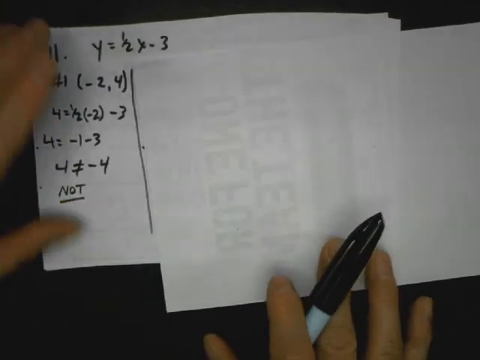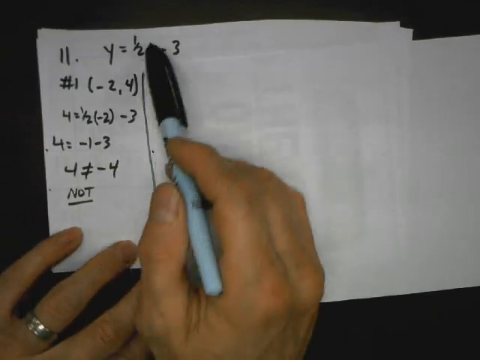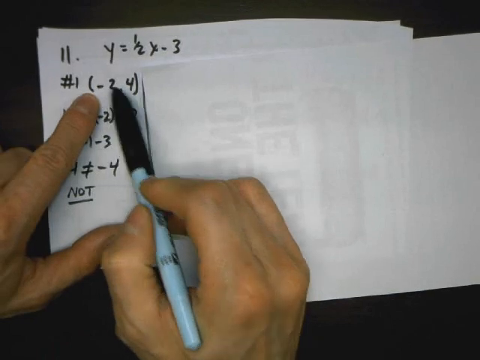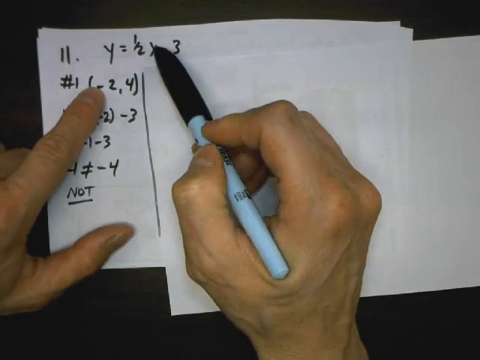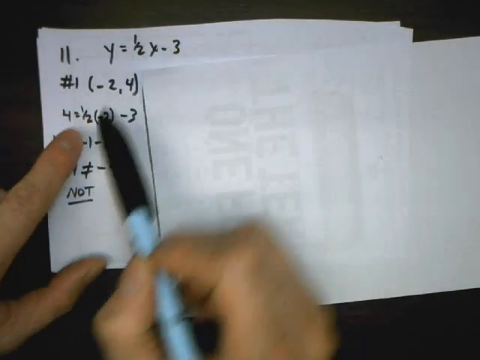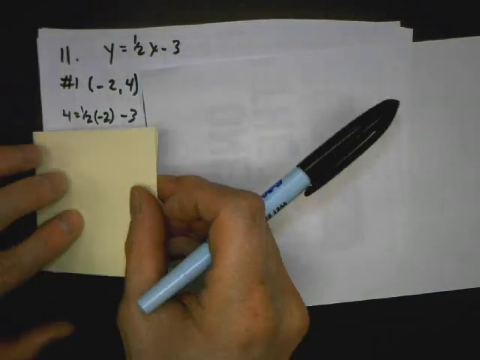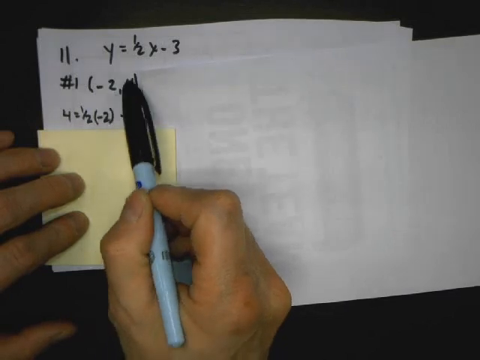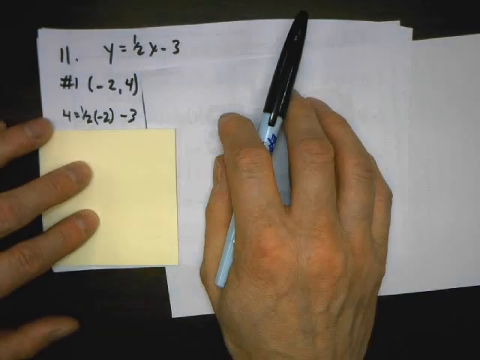Alright, so number 11, we have an equation, and they say which ordered pairs below are solutions. So that means this. If I were to take these here, here's the first one, number 1, and plug it in, then do I get a true equation? So this is x and this is y. So I put the x where the x goes and the y where the y goes. And this is the first step to check to see if this point is a solution to this equation. So I plug in x here and y here, and then I simplify.